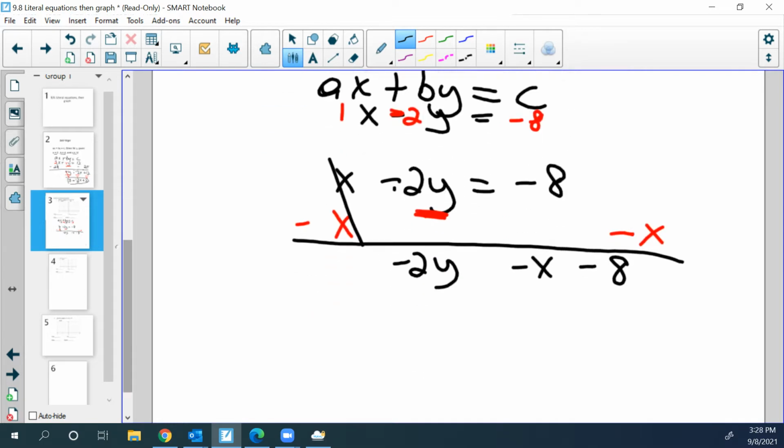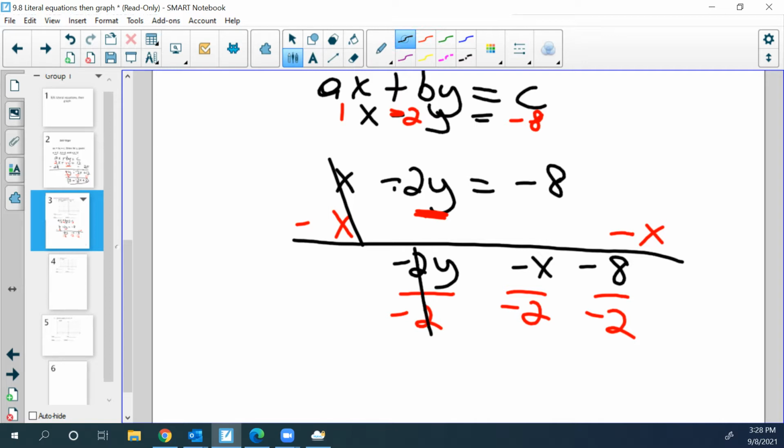Now, I have negative 2y by itself on the left side, so I'm going to cancel the negative 2. To do that, I'm going to divide by negative 2, and then what I do on the left side, I must also do on the right side. Divide by negative 2 and divide by negative 2. Okay, so the 2 cancels out.